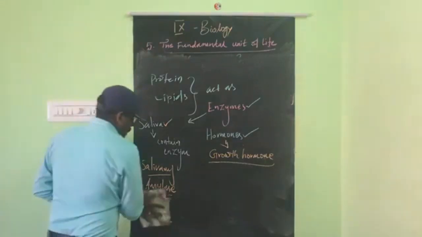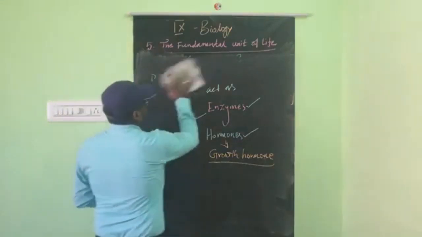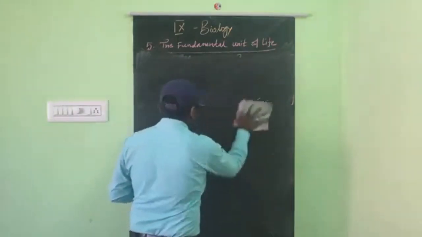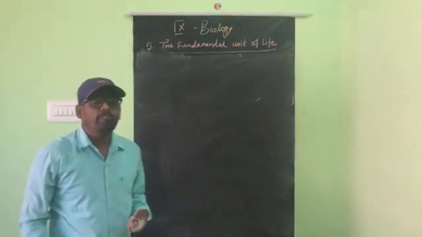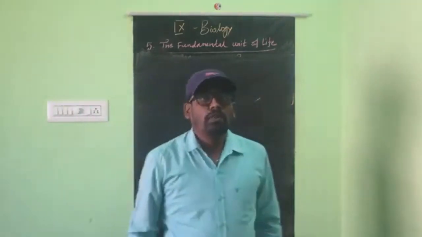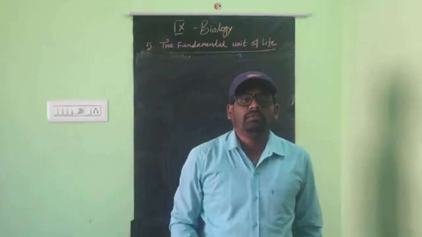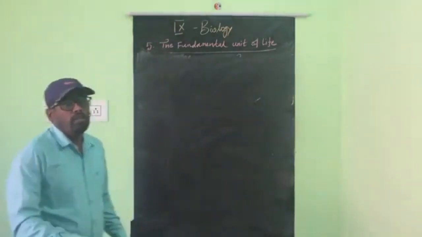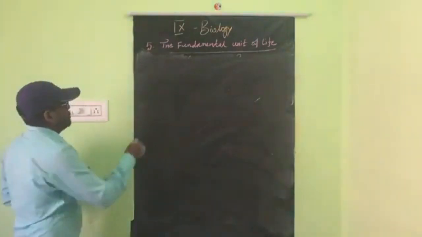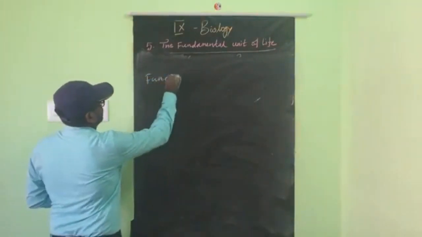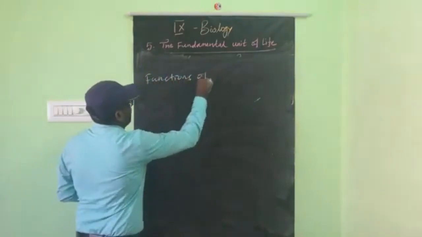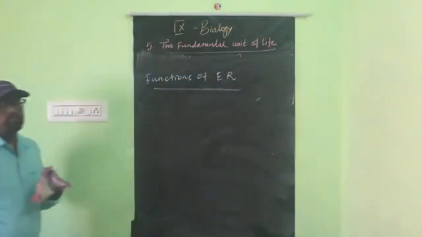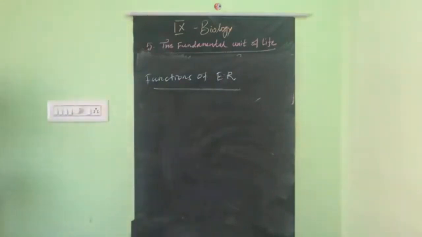So the endoplasmic reticulum is present in both plant and animal cells, but its size varies. Based on the organism, the size will vary. And now the functions of the endoplasmic reticulum.